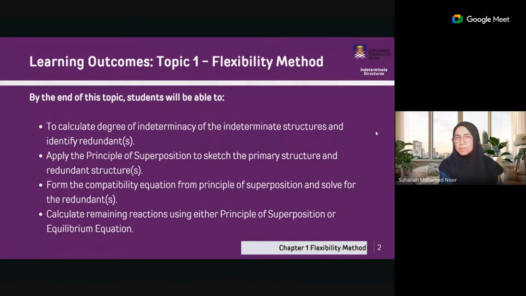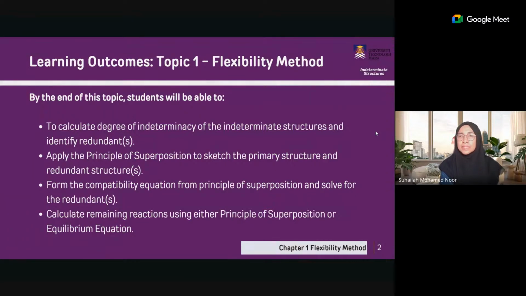Okay, so the learning outcome for flexibility method. As I mentioned, the flexibility method is one of the methods to analyze indeterminate structures. We need to use the flexibility method whenever the 3 equilibrium equations are not enough. The idea is that when we cannot solve the unknown reactions because there are more than 3 unknown reactions in the system, it means that the system has redundant, and we have to solve for the redundant first. Then only can we solve the remaining 3 unknown reactions.